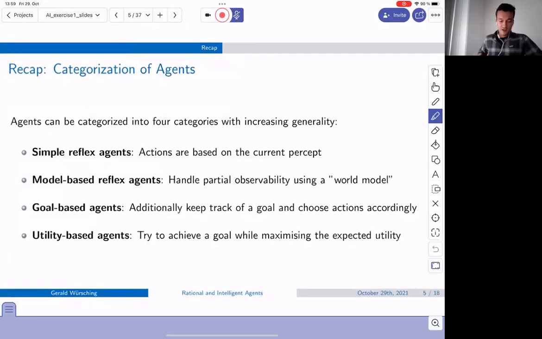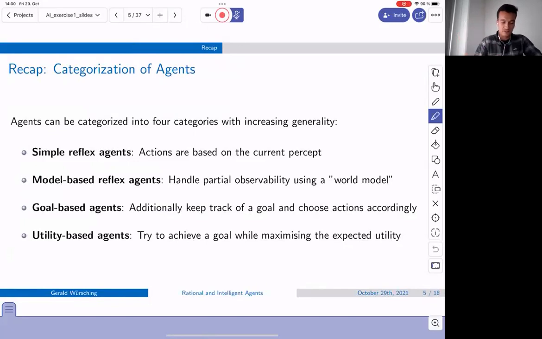Apart from the task environment, what's also important is to categorize the agent itself. So we also learned in the lecture that agents can be categorized into four categories, and each category from top to bottom increases the complexity of the agent and at the same time also increases the generality. So it's more generalizable to different settings and different use cases.